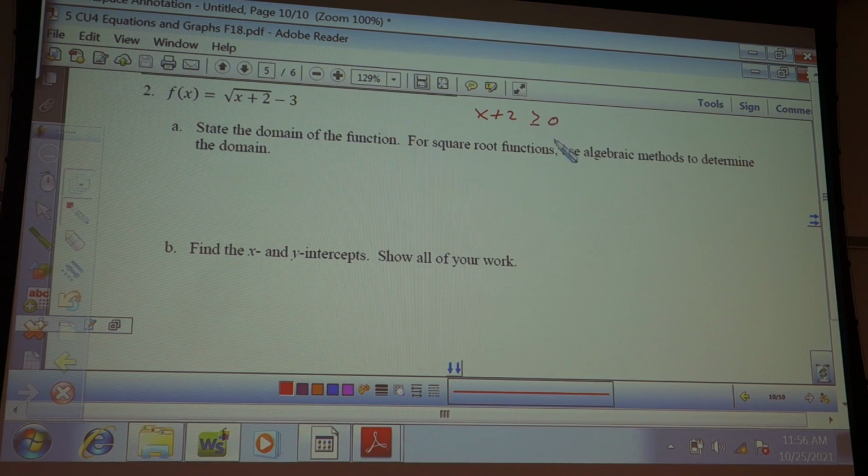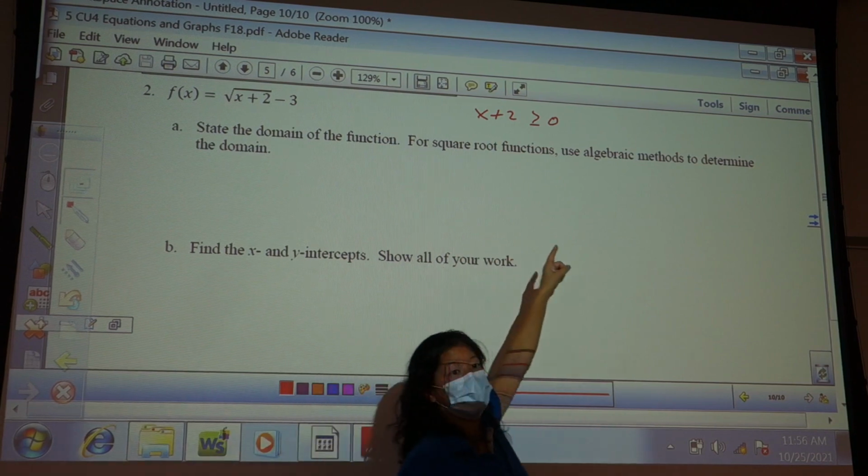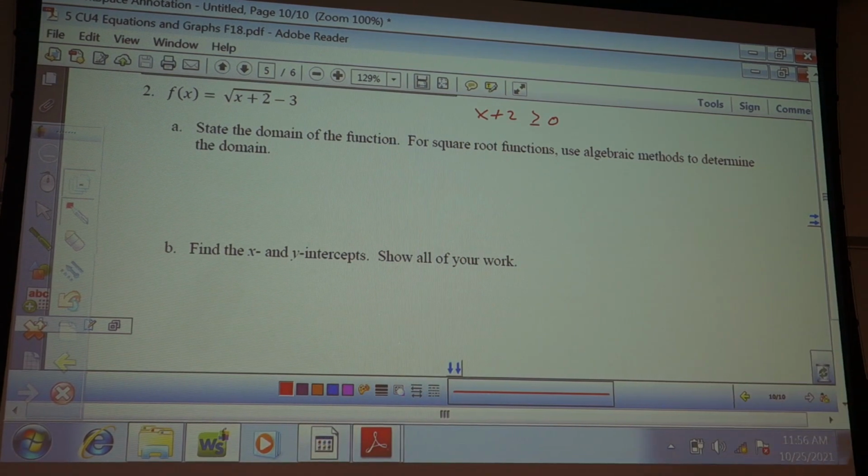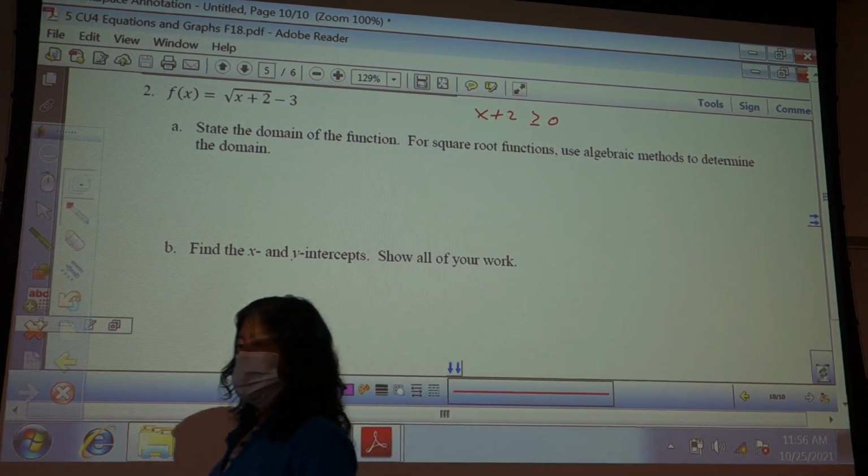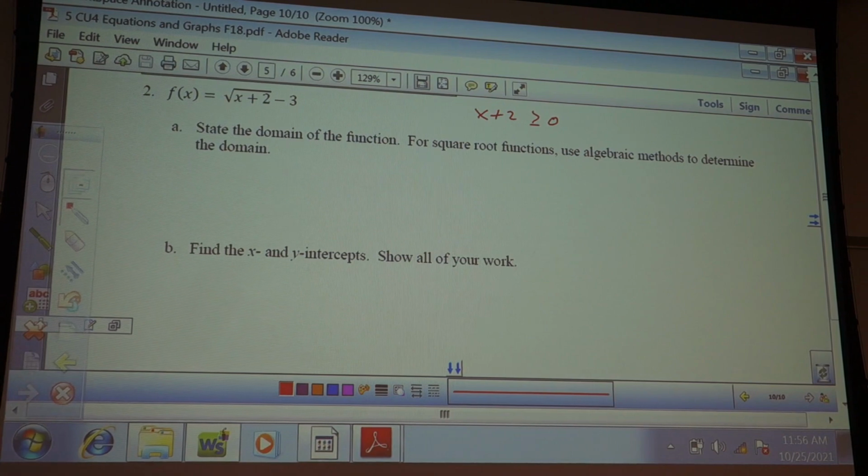Does that make sense for folks? What's inside has to be greater than or equal to 0. It has to be positive or 0. Is this true always? Always. Automatically, we don't even have to think about it. Cube root could be anything, but square root, fourth root, sixth root, any even root, has to be greater than or equal to 0. It cannot be negative. Everyone on board?